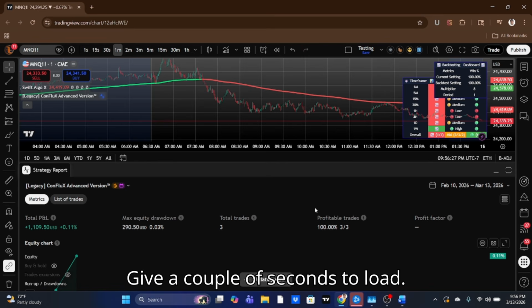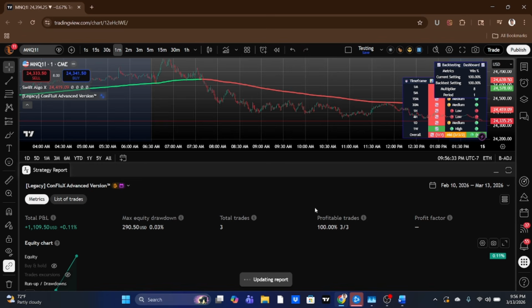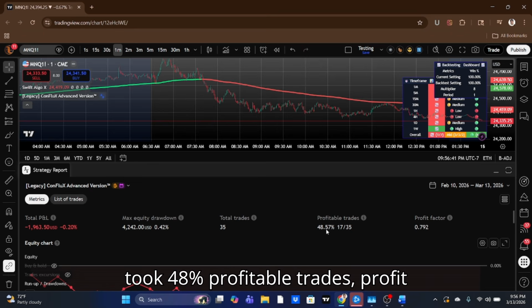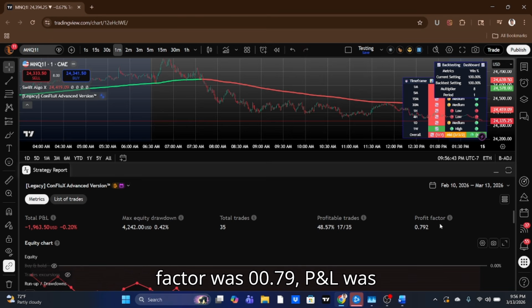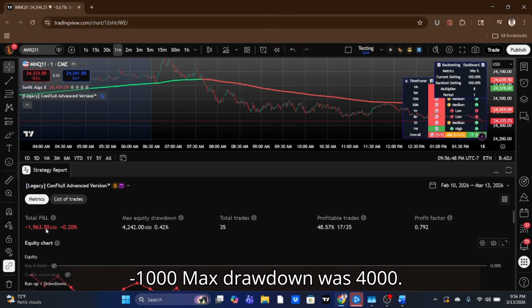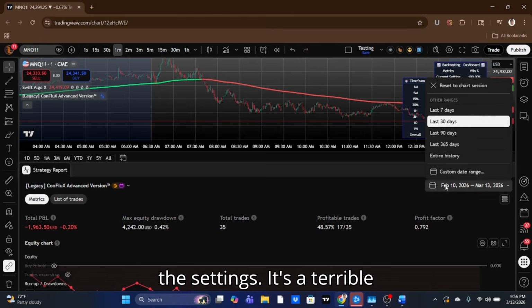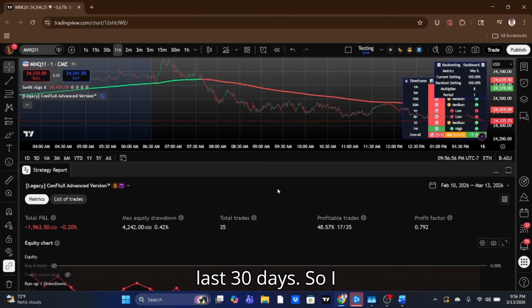Give it a couple of seconds to load. Taking a while. See, okay, so it only took 48% profitable trades. Profit factor was 0.79. P&L was negative 1,000. Max drawdown was 4,000. So I'm not confident in the settings. It did terrible last 30 days.